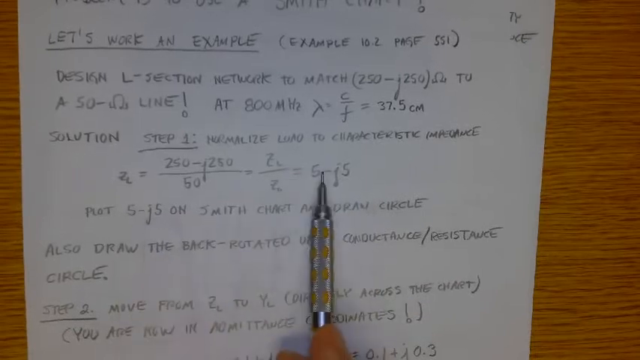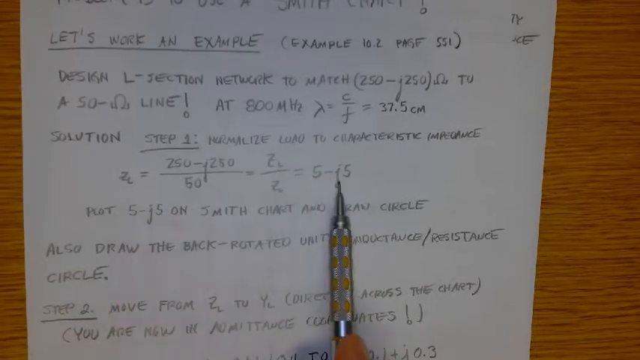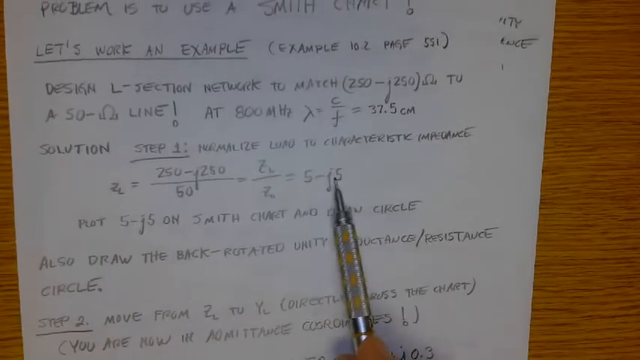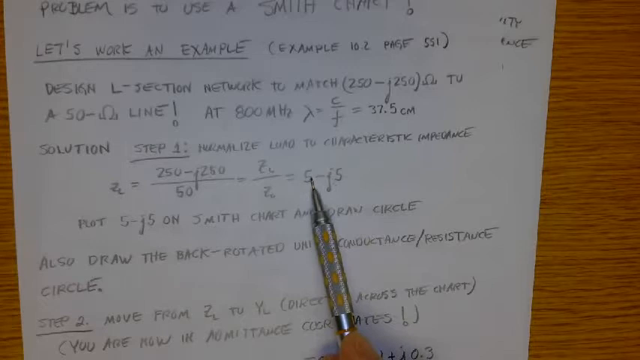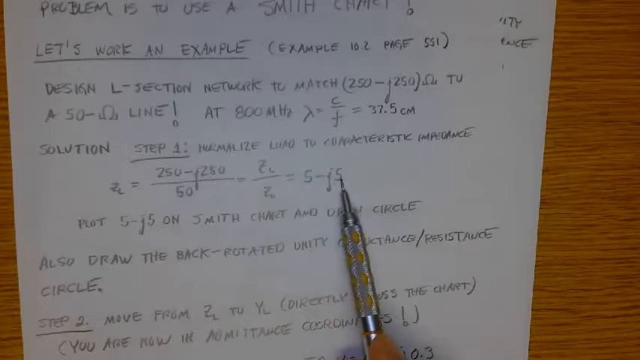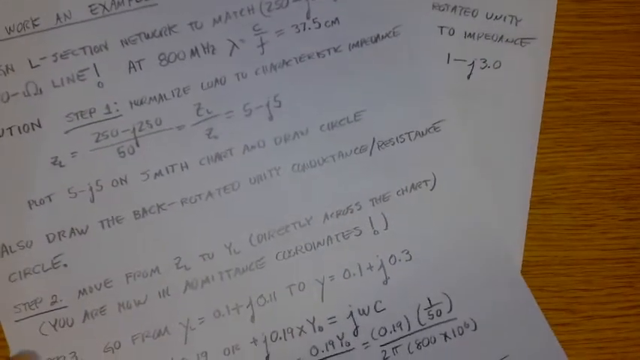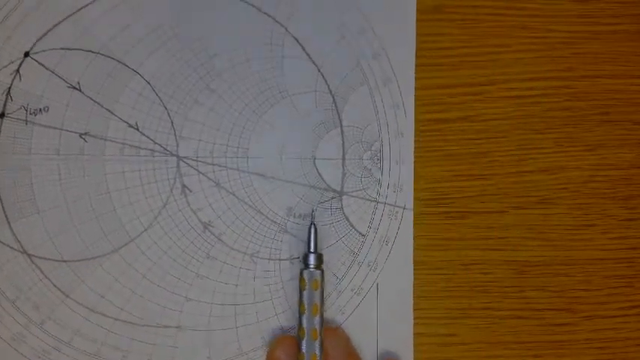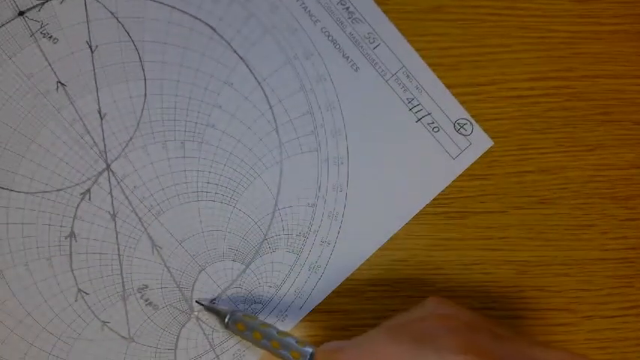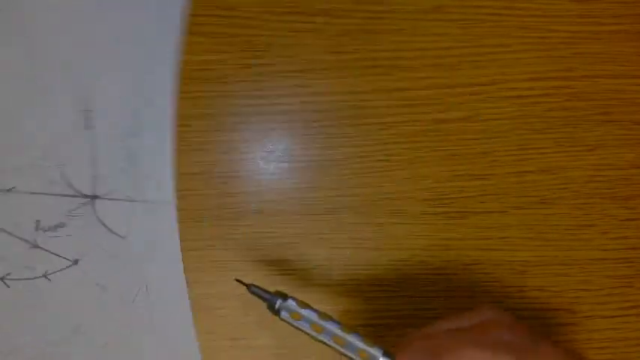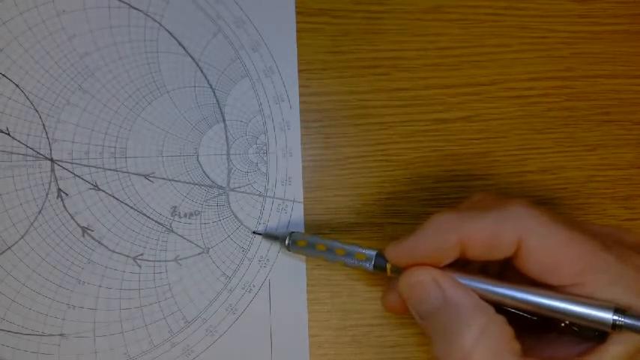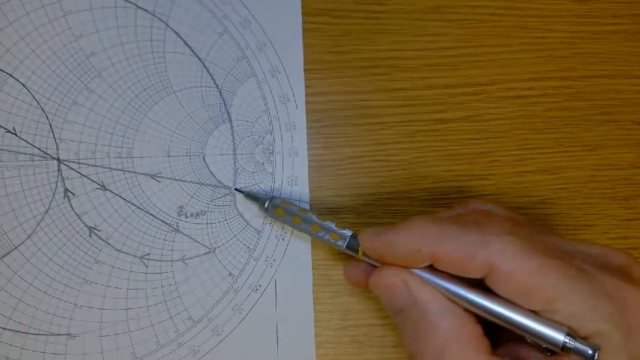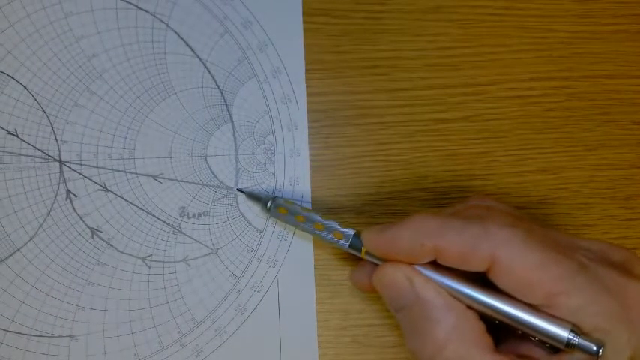So now you're ready, right? Now you can get on the chart and draw the SWR circle. So 5 minus j5: real normalized load resistance, normalized load reactance. Fast forward, here we are. There's your 5 circle, and there's your minus 5 reactance circle. The intersection of the two puts you right there.